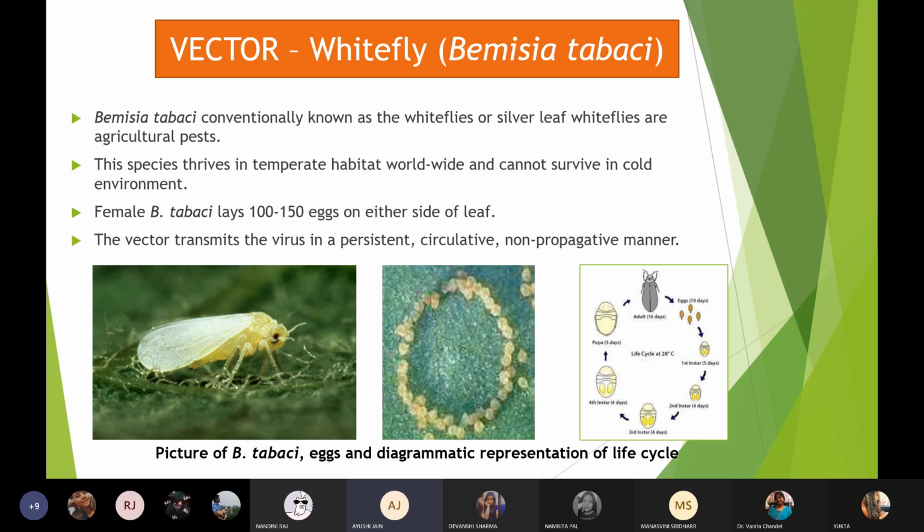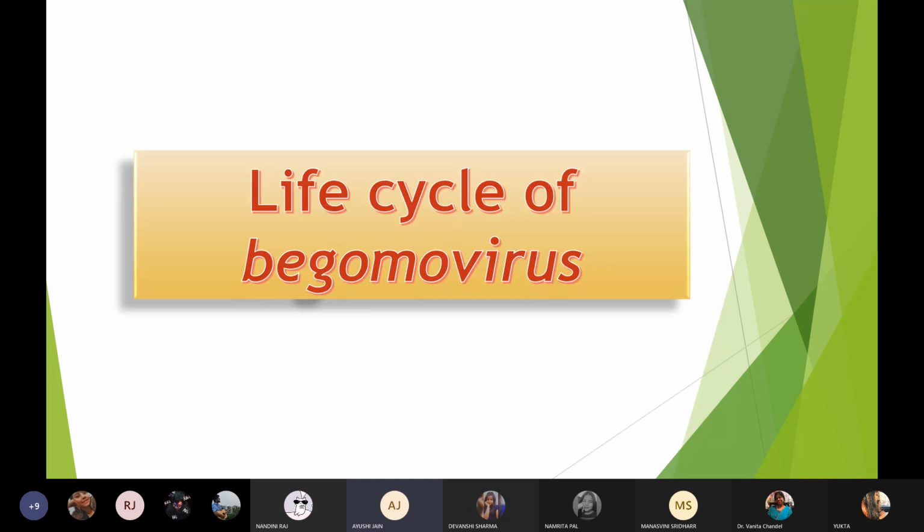Also, the vector whitefly transmits the virus in a persistent, circulative, non-propagative manner. We all are familiar with these terms, but in case you don't remember, persistent means that the viruses are retained in insect guts and can spread to salivary glands. Circulative, non-propagative manner means that the viruses do not replicate in vector tissues but move from the insect gut to the hemolymph and further to the salivary gland, from where they are released into the plant tissue during feeding. Now Yukta will discuss the life cycle of Begomoviruses from the next slide.